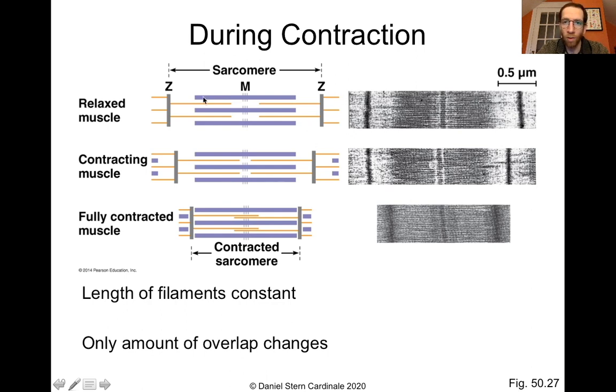So we can see relaxed up here and fully contracted down here. Again, the thing that's happening is the fibers are overlapping. They start off like this and they end like this. You're not changing the length of any of the fibers within the sarcomere. You're just shortening the sarcomere by increasing the overlap.